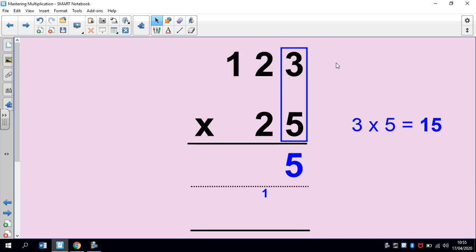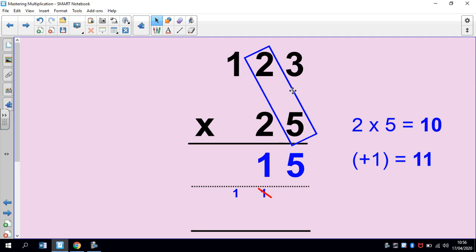So what do we do? We start on the far right. We start with our 3, same as before in short multiplication. We do 3 times 5. We know it's 15, but we can't put both digits in there. No. We only put the 5 in, and we regroup the 1 for later, just like we did in short multiplication. Then we do 2 times 5.